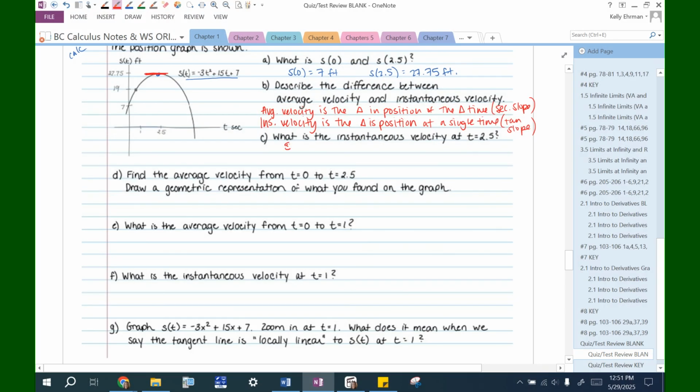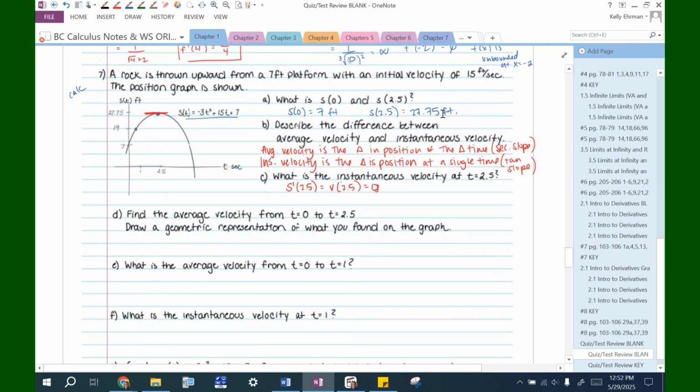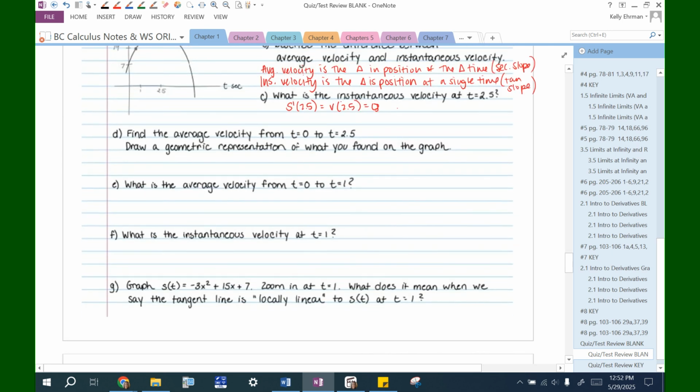So S prime of 0, which is also V of 0. Sorry about my pen here. Oh my gosh. Okay, hold on. Those should be 2.5s. I'm really having technical issues here. S prime of 2.5 is equal to V of 2.5. And I know that's equal to 0 without doing any math because that's the vertex of that quadratic. And what should my label be on this? Feet per second.